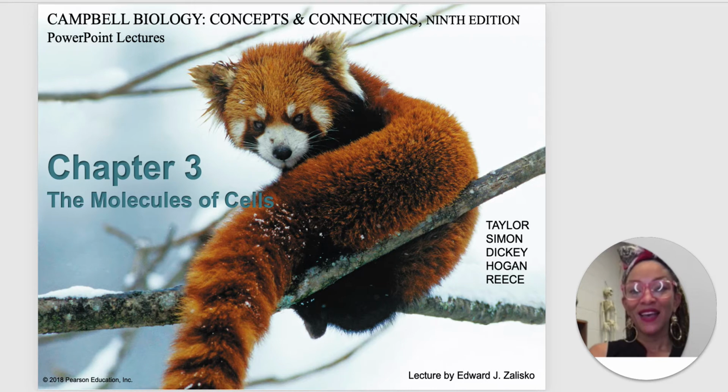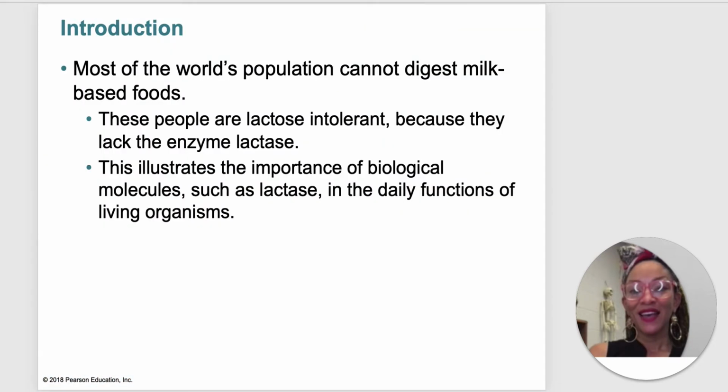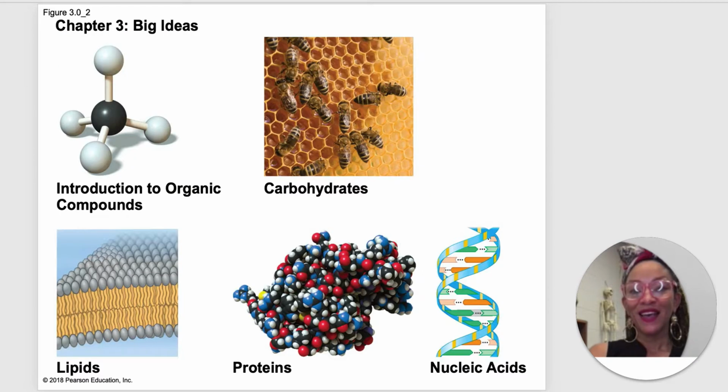So I really like this chapter. It's a basic breakdown of the kinds of nutrients and the things that we take into our bodies pretty much on a daily basis to make sure that we are well nourished. So the main big ideas for this chapter: we're going to have an introduction to organic compounds. And organic compounds are typically things that contain carbon.